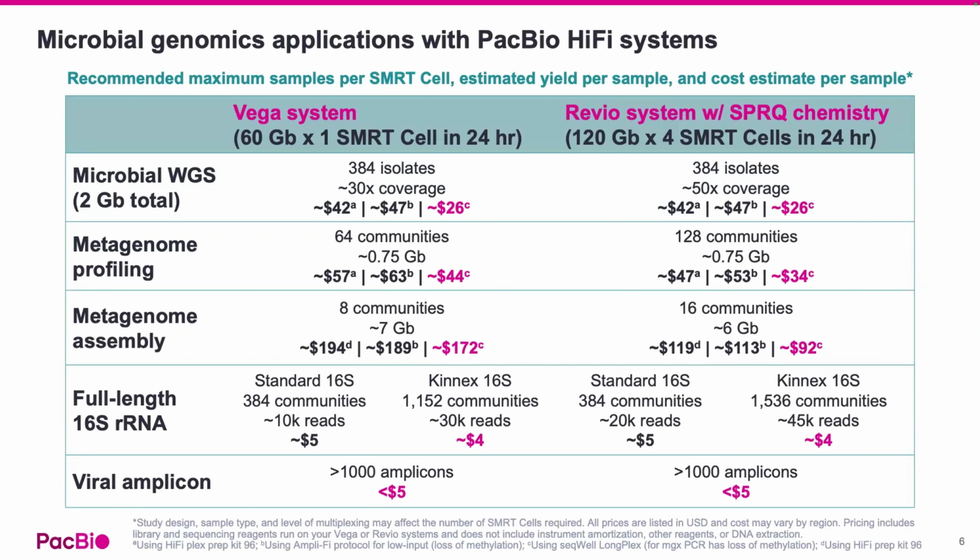So these cost estimates are based off the cost of library prep plus sequencing, so PacBio reagents for the whole genome applications, which are the first 3. And then the last 2, which are the amplicon-based applications, this also includes the cost of PCR, so PCR library prep and sequencing. But what you can see is that the costs here that are highlighted in bold and magenta are very competitive with what it would cost to do with other technologies.